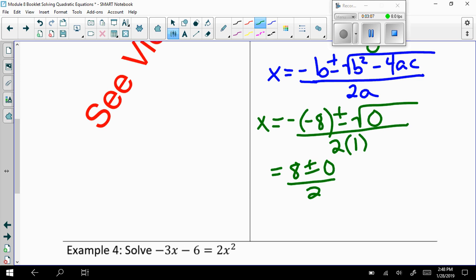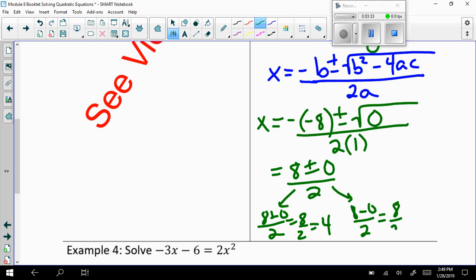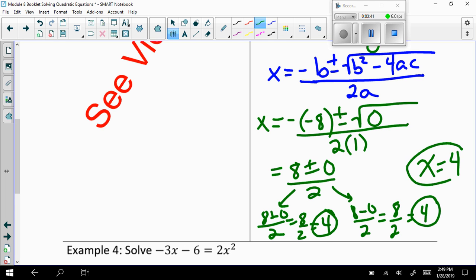Notice when I do 8 plus 0 or 8 minus 0, I get 8. So if you look back at example 1, when I got to this step, I separated into 2. I did 8 plus 0. I did 8 minus 0. But in either case in this instance, I get 4. So this is that case where we actually are getting 2 solutions, just the same solution twice.